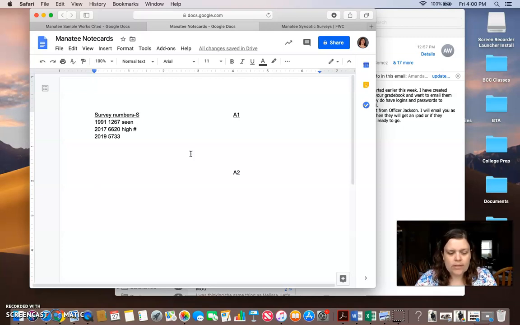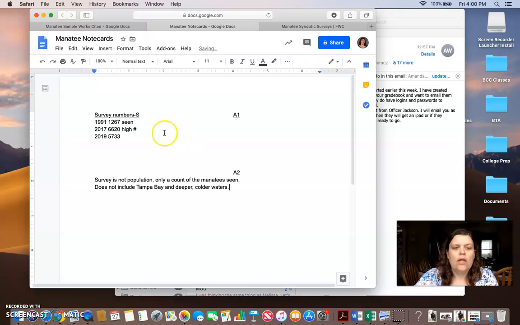So I'm just going to say survey is not population, only a count of the manatees seen, does not include Tampa Bay and deeper, colder waters.